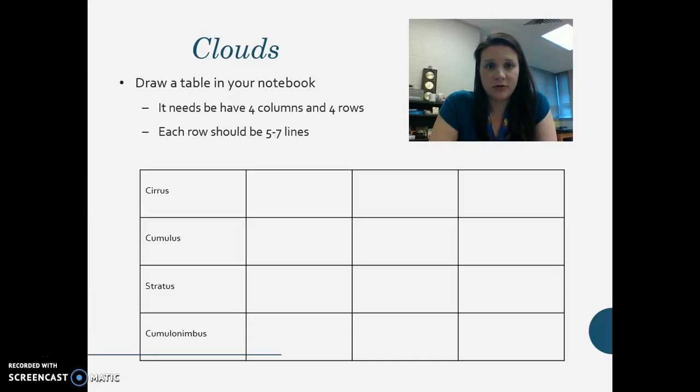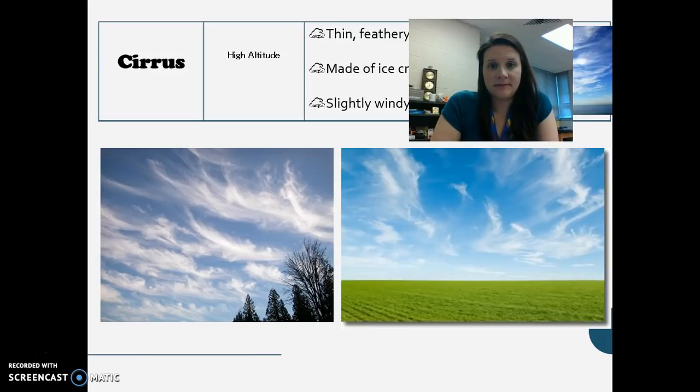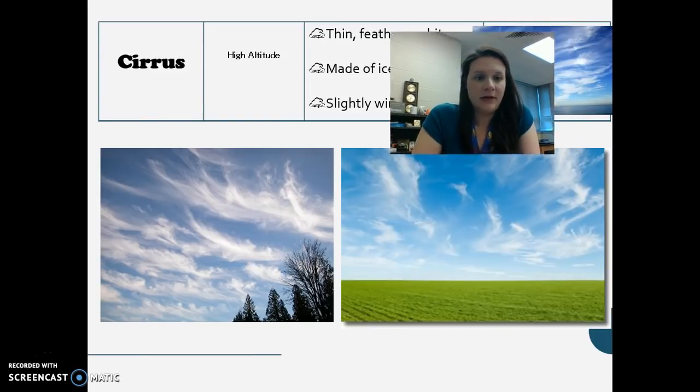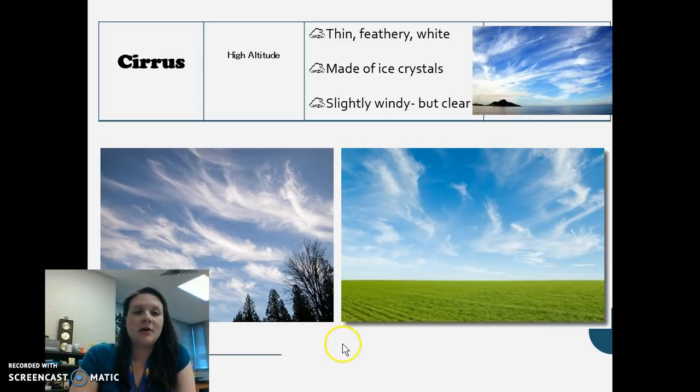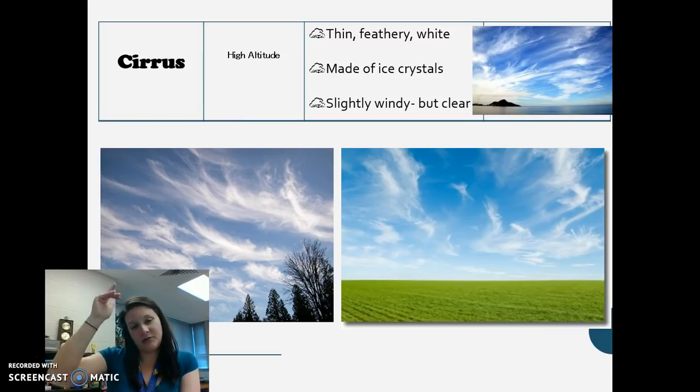And then we'll go on to our first clouds. So notice I went ahead and labeled the 4 different clouds that we're going to be talking about. So starting us off with the cirrus cloud. Okay, so in your first column, you'll write cirrus. Sorry, in your first row. On the next space over, you need to write down that the cirrus clouds are located really high up in altitude, so they're the highest ones.